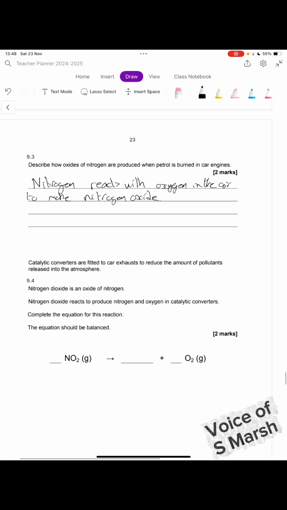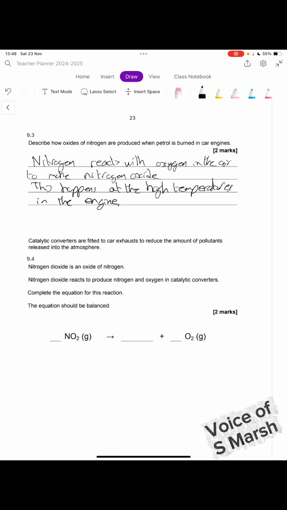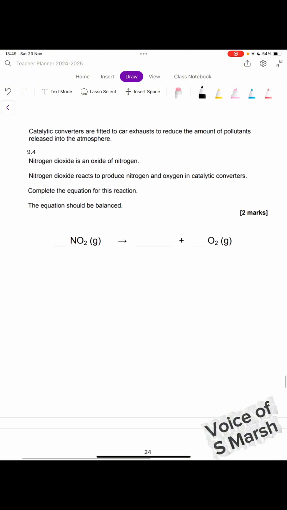Okay? This happens at the high temperatures in the engine. So it doesn't happen normally, it only happens because there's high temperatures which are overcoming the activation energy. So next one, we've got a very, very basic chemical reaction, and we're just saying we're taking the nitrogen from the air, and this was the problem. This is 1 mark for this.